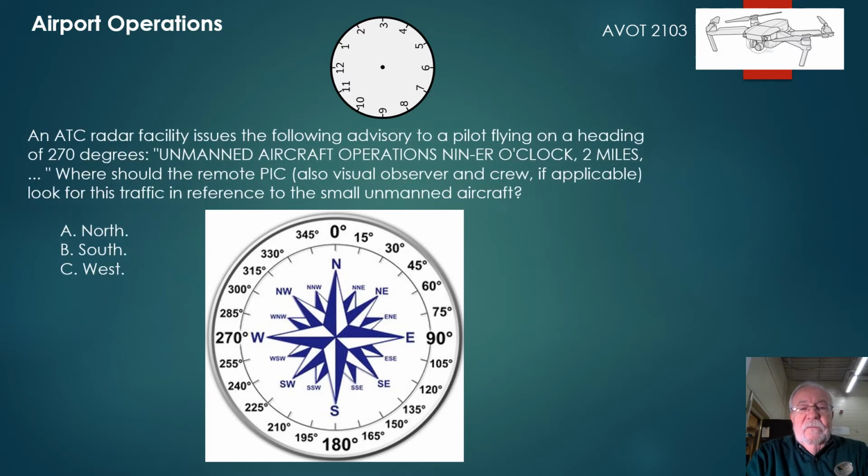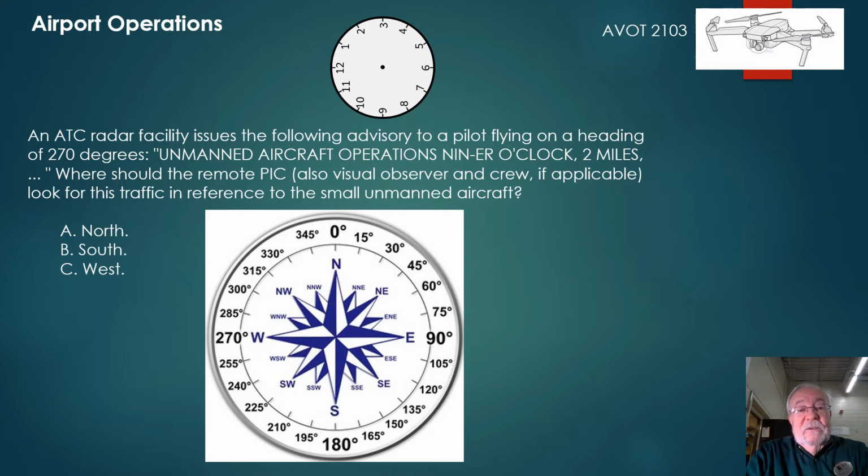In this final example, ATC radar facility issues the following advisory to a pilot flying on a heading of 270 degrees: unmanned aircraft operation 9 o'clock, 2 miles. Where should the remote pilot and visual observer, that is, as well, look for the traffic in reference to the small unmanned aircraft?